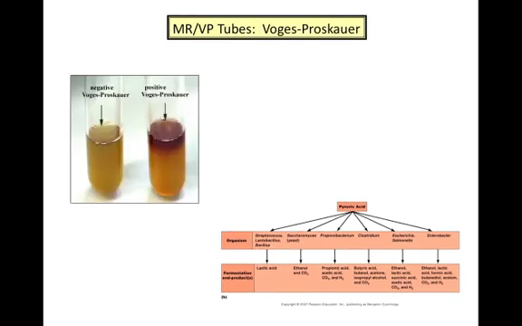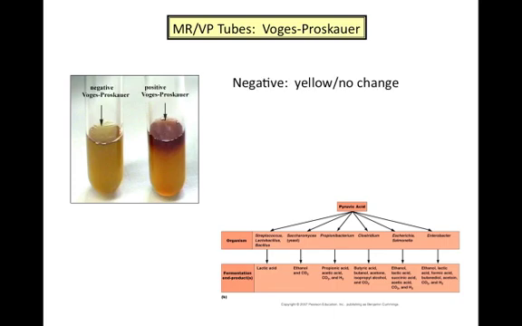The Voges-Proskauer test is done to help clarify a negative methyl red test. Some organisms are incapable of surviving in the presence of acidic end products and must convert these acidic end products into neutral substances. The VP test tests for the presence of acetoin, a compound that results from a very specific pathway in the conversion of acidic end products.